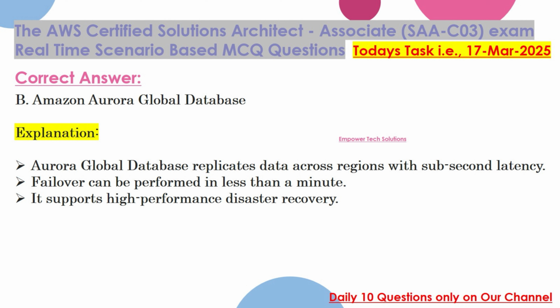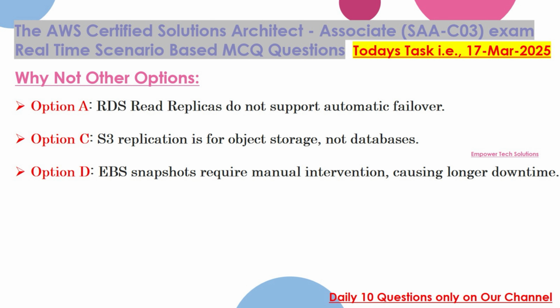Explanation: Aurora Global Database replicates data across regions with sub-second latency. Failover can be performed in less than a minute. It supports high-performance disaster recovery. Why not other options? Option A. RDS read replicas do not support automatic failover. Option C. S3 replication is for object storage, not databases. Option D. EBS snapshots require manual intervention, causing longer downtime.